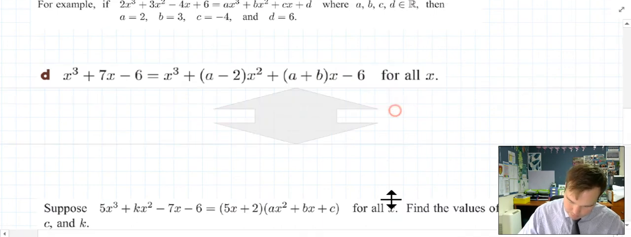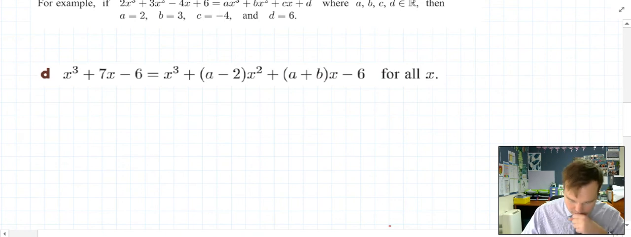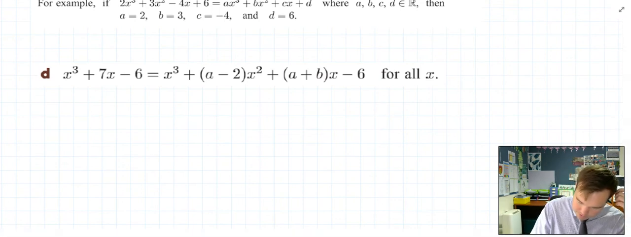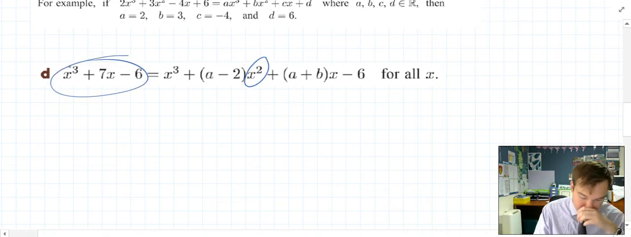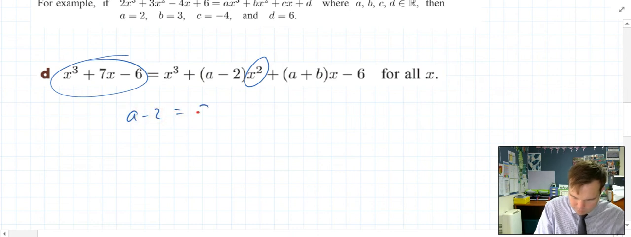So, solve this for all x. Alright, well, this here is an x squared. Over here, well, what's the coefficient of x squared? Because remember, the coefficients must be the same. The coefficient of x squared here is 0. So that means that a take 2 must be 0. The coefficients must be the same.